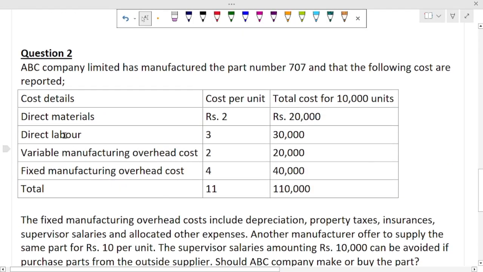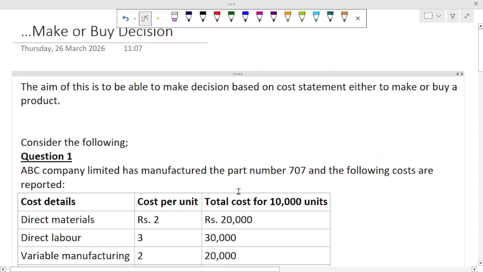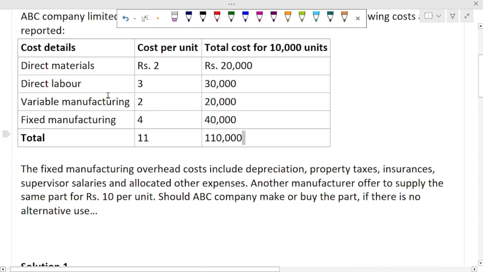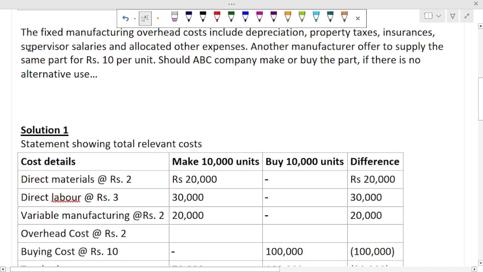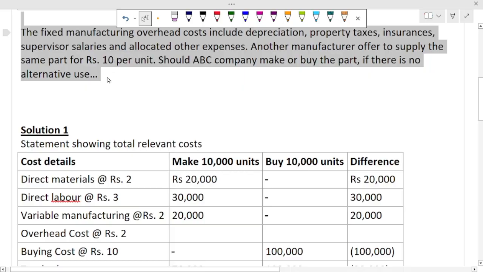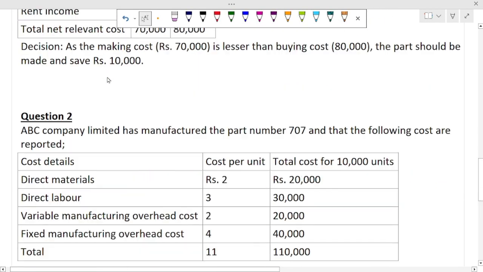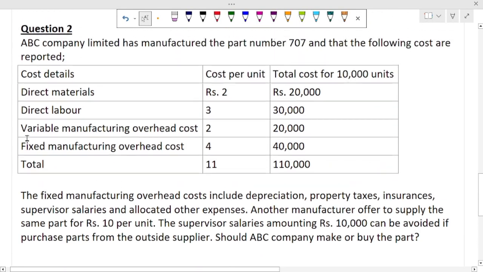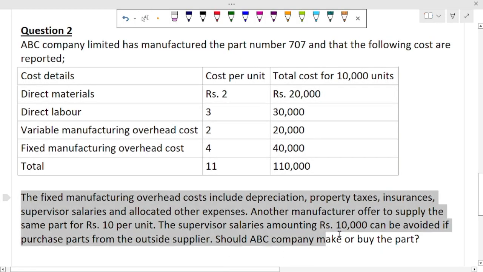Question 2 now, similar to question 1. In fact, guys, if you observe carefully, everything here, I will not even explain this again. Everything here is the same as what you have in question 1. What is the difference? The difference is this. Look at this paragraph. This paragraph is different from question 1's paragraph. This is where the difference is.